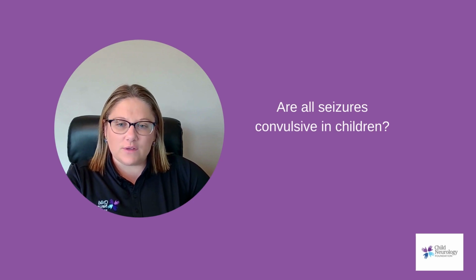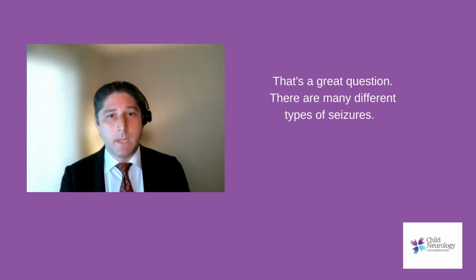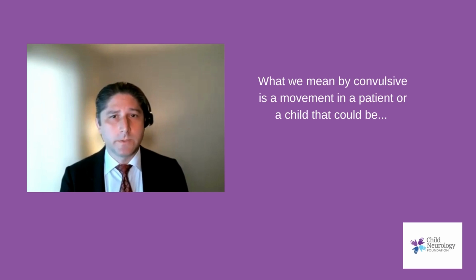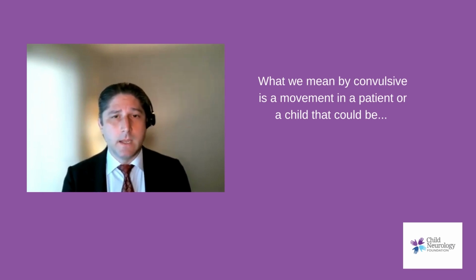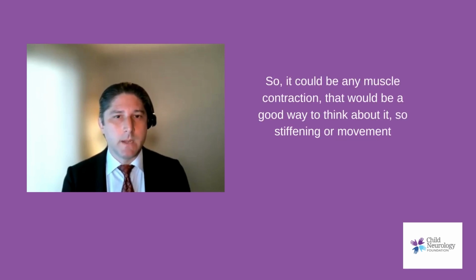Are all seizures convulsive? That's a great question. There are many different types of seizures. What we mean by convulsion or convulsive is a movement in a patient or in a child. So that could be jerking of one arm, both arms, arms and legs, movement of the head, stiffening of the limbs. So it could be really any muscle contraction. It would be a good way to think about it.